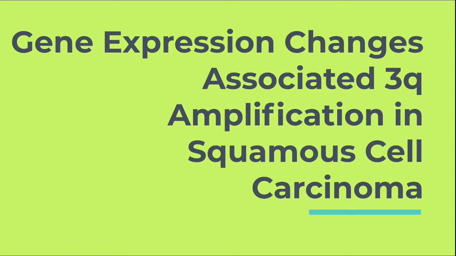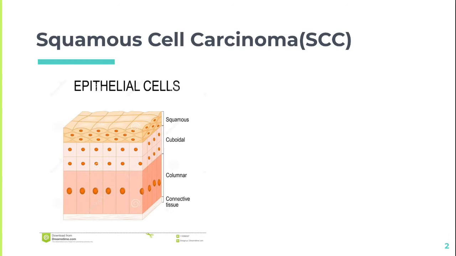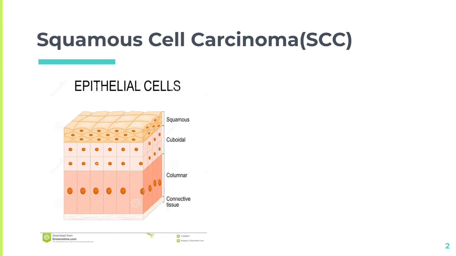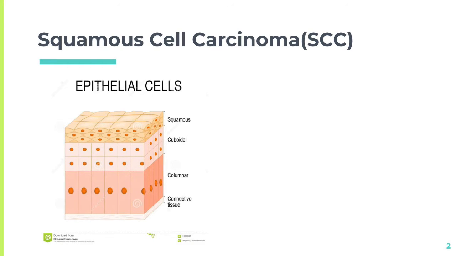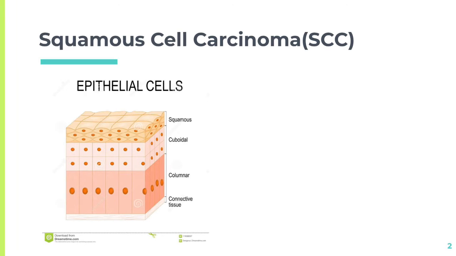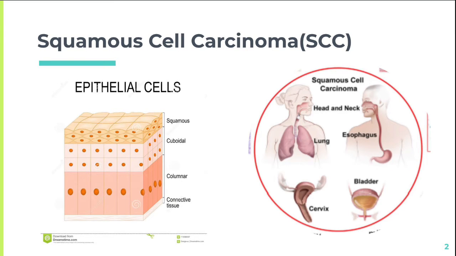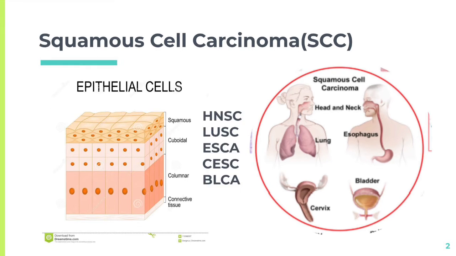Squamous cell carcinoma is a type of cancer that occurs within the squamous layer of your epithelial cells, which is a tissue that can line many different organs within your body. In this study, we're looking at 5 subtypes of squamous cell carcinoma: head and neck, lung, esophagus, cervix, and bladder, which can be made into these 5 acronyms.